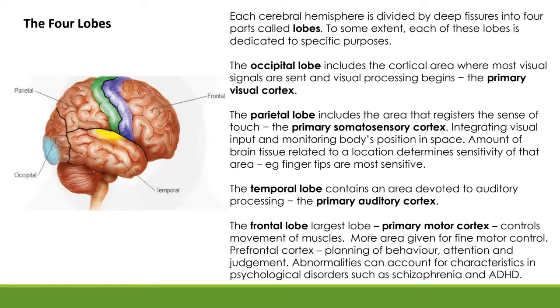It's divided by deep fissures into 4 lobes, and each of those lobes has a specific purpose. So the occipital lobe includes the cortical area. We're going to cover some of these lobes when we move on to our next section around sensing and perceiving, how we sense information and how we perceive it. So we will revisit this in the next learning unit.